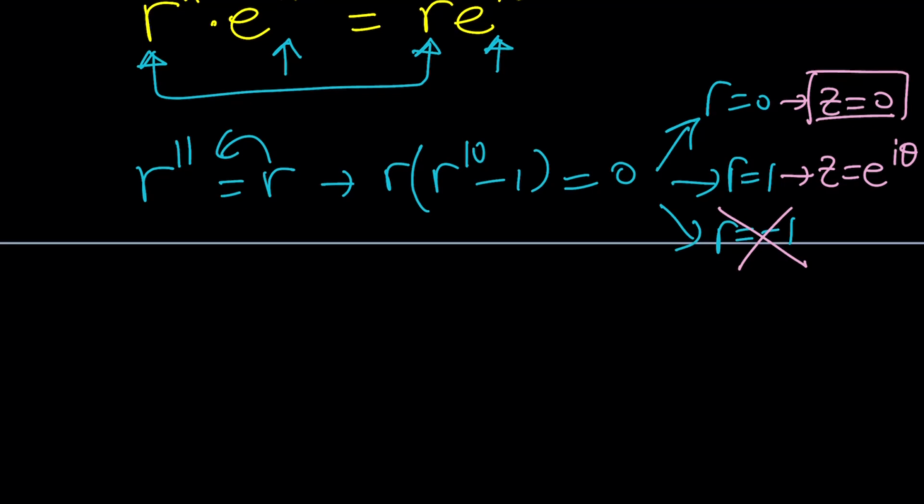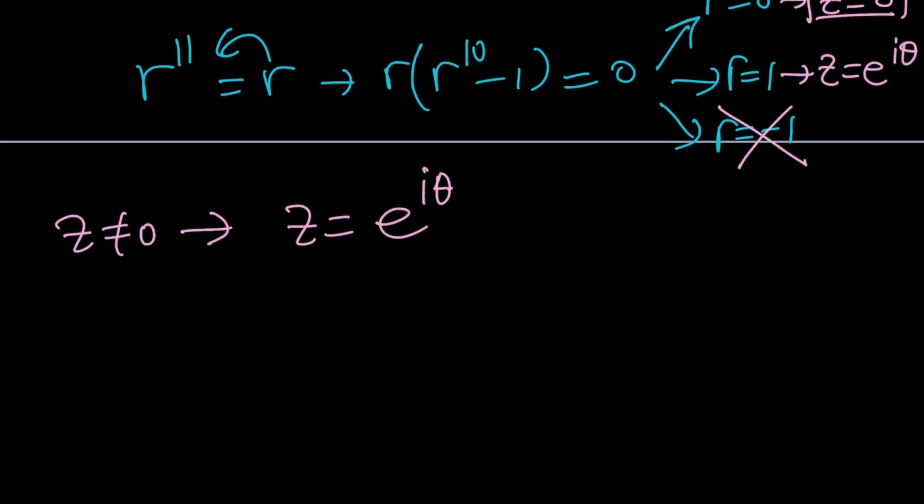So since we end up with, if z does not equal 0, suppose z does not equal 0 because we already got that as a solution, then z will be e to the i theta. What is theta though? Do we know? No, we don't, but we'll find out. Okay. And so here's what we're going to do next. z to the 11, we know that it's going to be e to the 11 i theta. We want this to equal z, so e to the i theta.